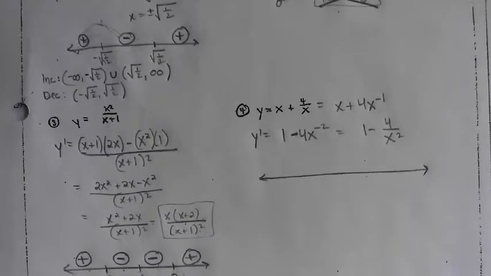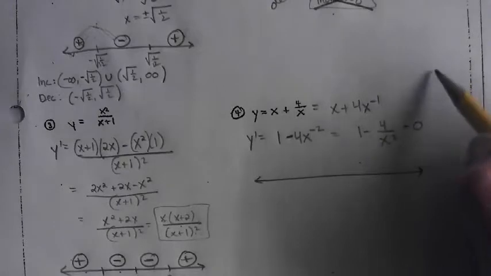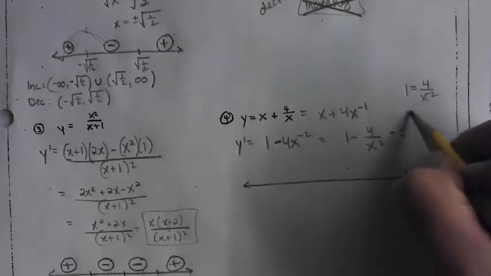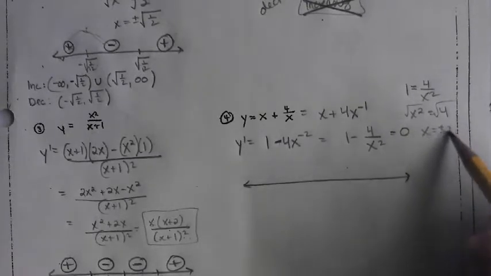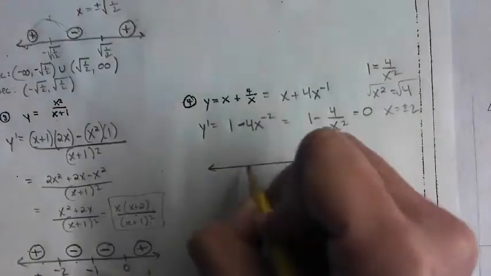Ellie. One half. How are you getting that? Okay, if I set it equal to 0, I would add my 4 over x squared over, so 1 will equal 4 over x squared. If you multiply both sides by x squared, you get x squared equals 4. Not just 2, plus or minus 2, right? So, positive 2, negative 2.